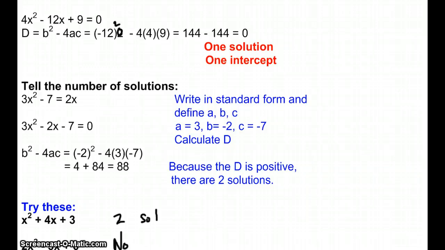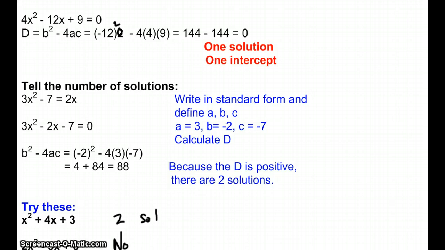In the next example, 4x squared minus 12x plus 9, the discriminant is b squared minus 4ac. That's negative 12 squared minus 4 times 4 times 9. That's 144 minus 144. That's 0. Remember, if it's 0, it means there's one solution, one intercept. The vertex of the parabola is actually touching the axis.